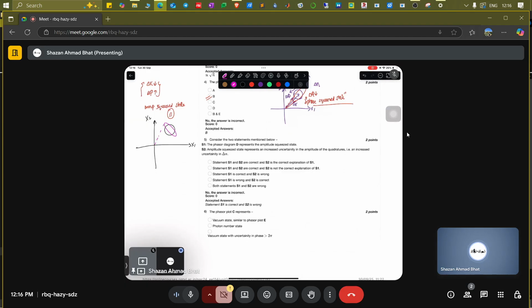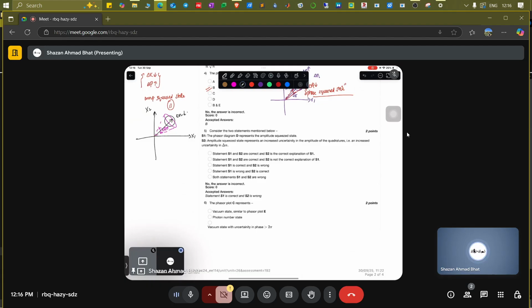Why? Because now the uncertainty in phase, delta phi, has increased, but your uncertainty in the photon number has reduced. That means this uncertainty in photon number is basically the amplitude. That is why you present it as magnitude of alpha, and this is something called an amplitude squeeze state.